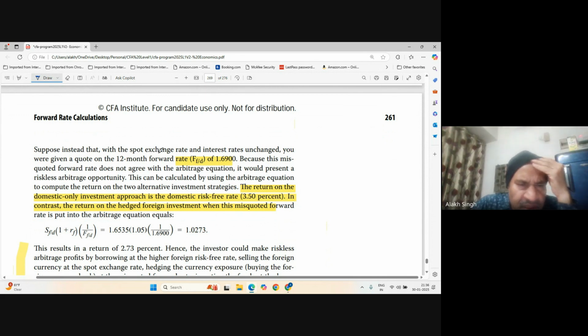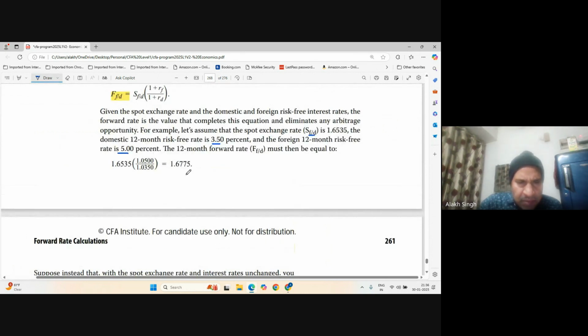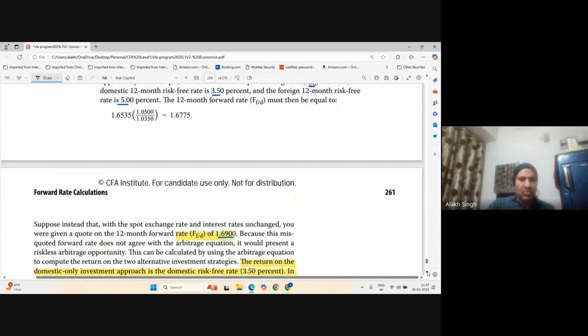So suppose instead that with the spot exchange rate and interest rates unchanged, you were given a quote on a 12-month forward rate of 1.690. We calculated 1.6775 here, and in the forward market it is higher. So what will you do to arbitrage? Which one will you sell and which one will you buy?